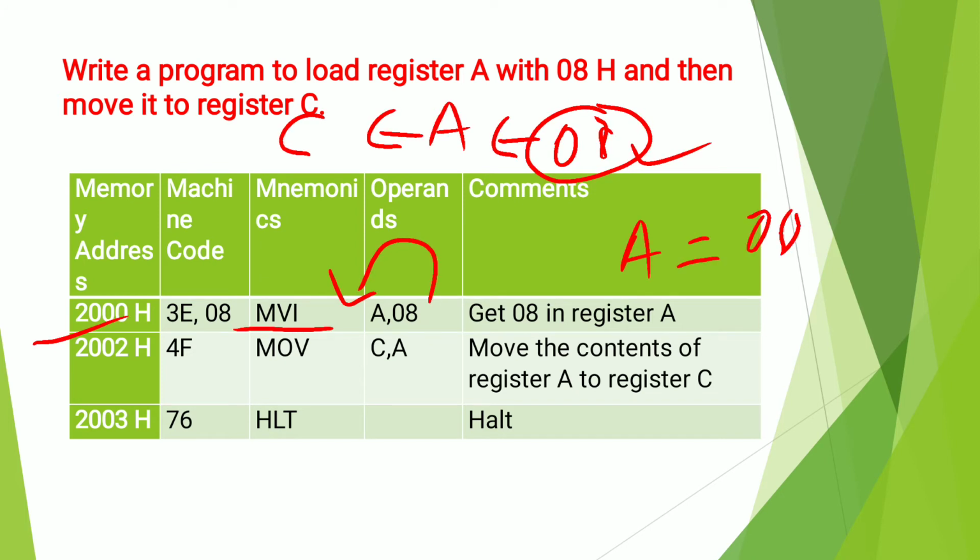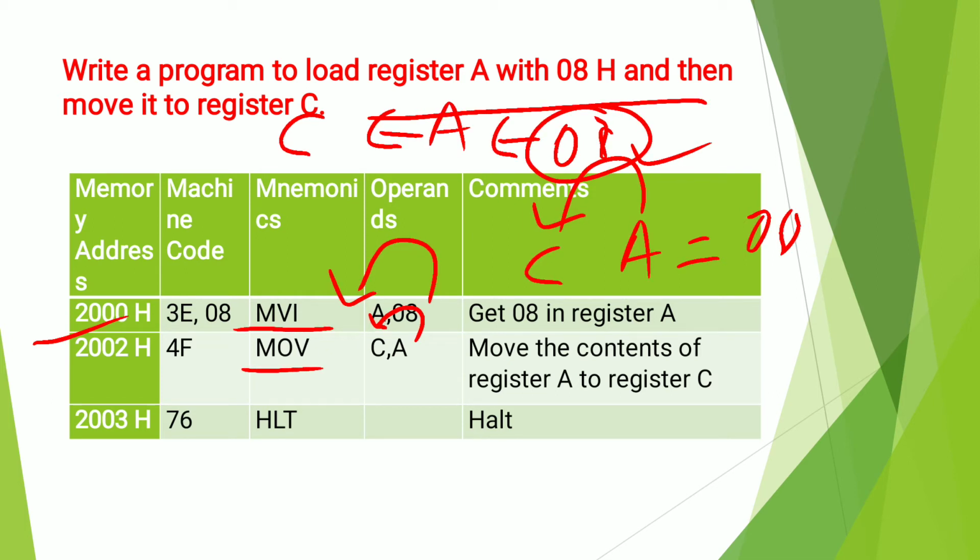Then the data of A is moved to the register C. So here I am using the move instruction. MOV C, A means the content of A is moved to the C register. Move the content of register A to register C. So here the aim of the program is done.